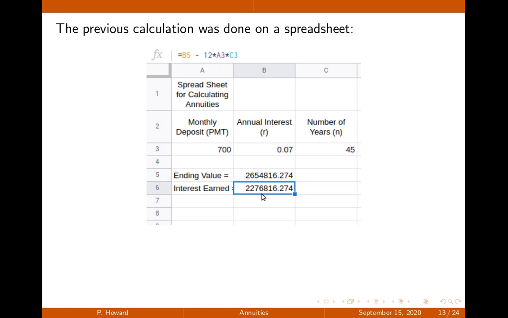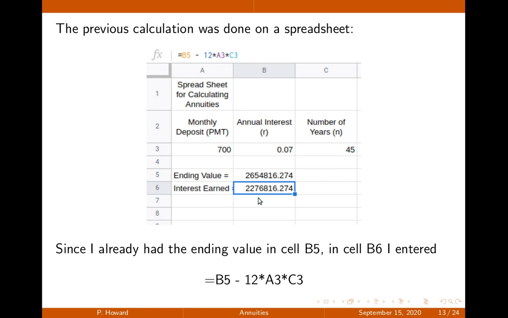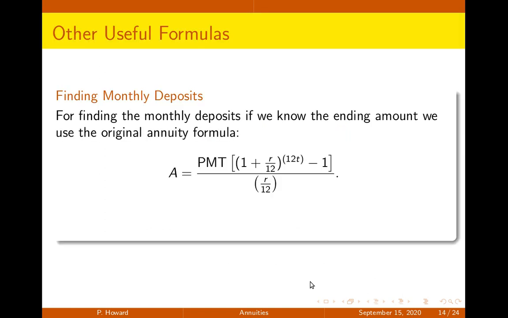So a spreadsheet will save me a lot of time, especially if I have several of these calculations to do. Okay, now the third of the three calculations that we are going to be doing with annuities is finding the monthly deposit given the ending amount. So if you have some ending amount in mind, we're going to see how to find how much you will have to contribute monthly to achieve that ending amount.